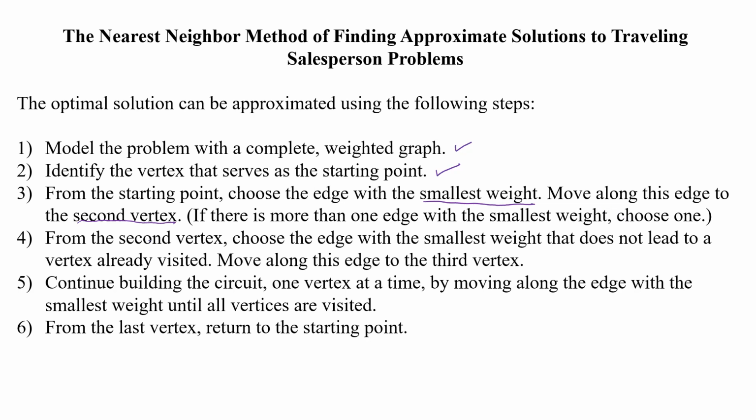And then from that second vertex, choose the next edge with the smallest weight that does not lead to a vertex that's already visited. And so then we'll go to the third vertex after that, again choosing the smallest one. Now we continue building the circuit one vertex at a time, moving along the edge with the smallest weight until all vertices are visited. Again, we don't want to go back to any vertex that we've already visited, because that's going to be kind of a waste. And then at the last vertex, we return to our starting point.